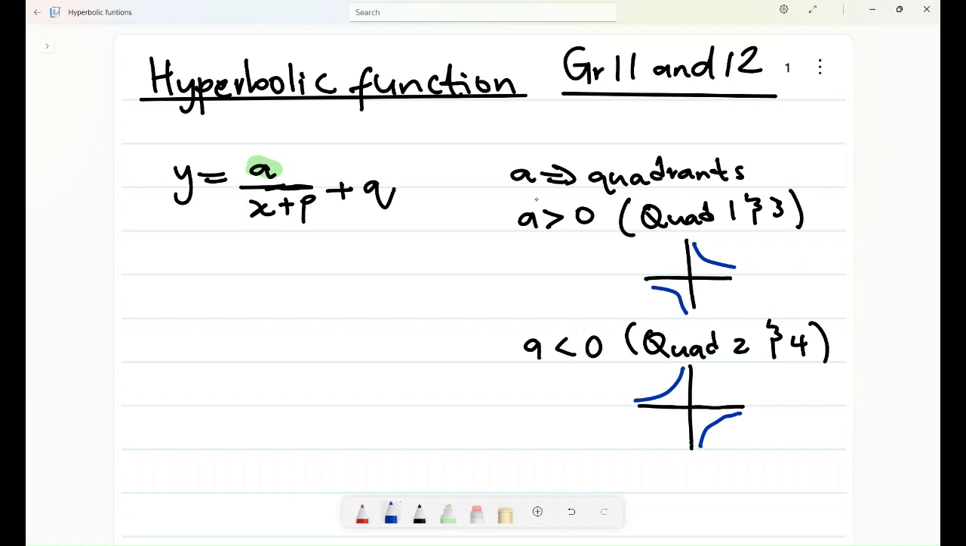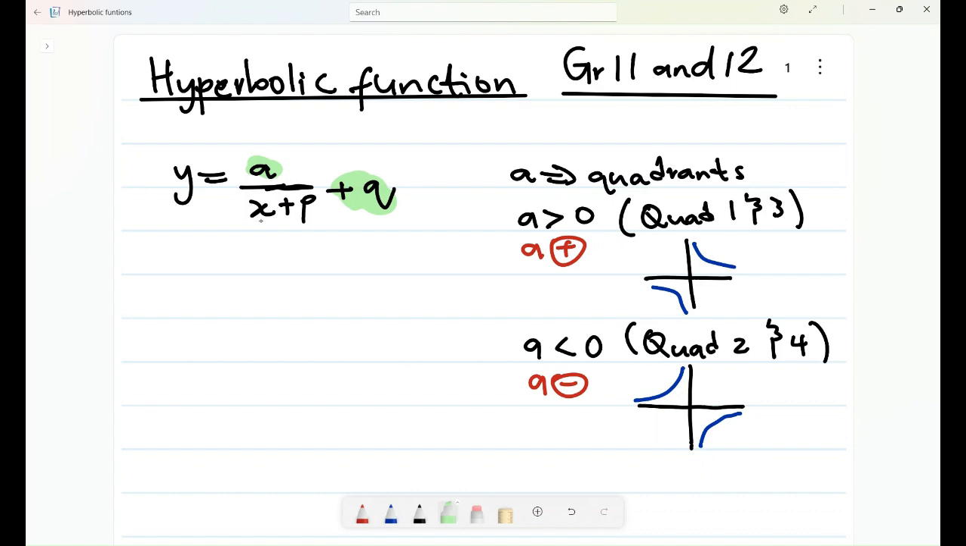Sometimes it is confusing because you might think, all right, A is greater than 0, then maybe 2 and 4. But no, A is greater than 0, quadrant 1 and 3, then A is less than 0, quadrant 2 and 4. Some people do not know what less than 0 means. It means the value of A is negative. Greater than 0 means the value of A is positive. All right?